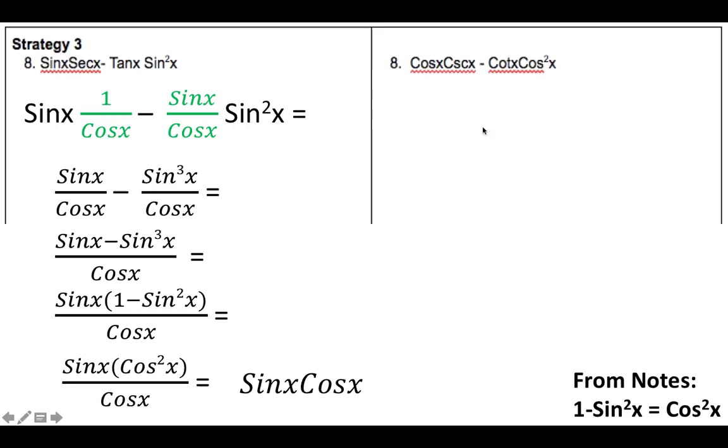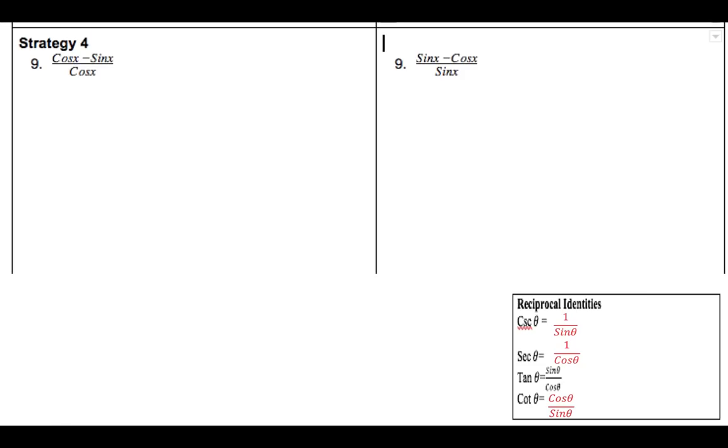Number 8, again, is going to be very similar. Follow the same steps that I've done and try to reach a small answer just like how I did. Instead of this large thing right here, you get this nice little concise identity. Let's all move on now to strategy 4.